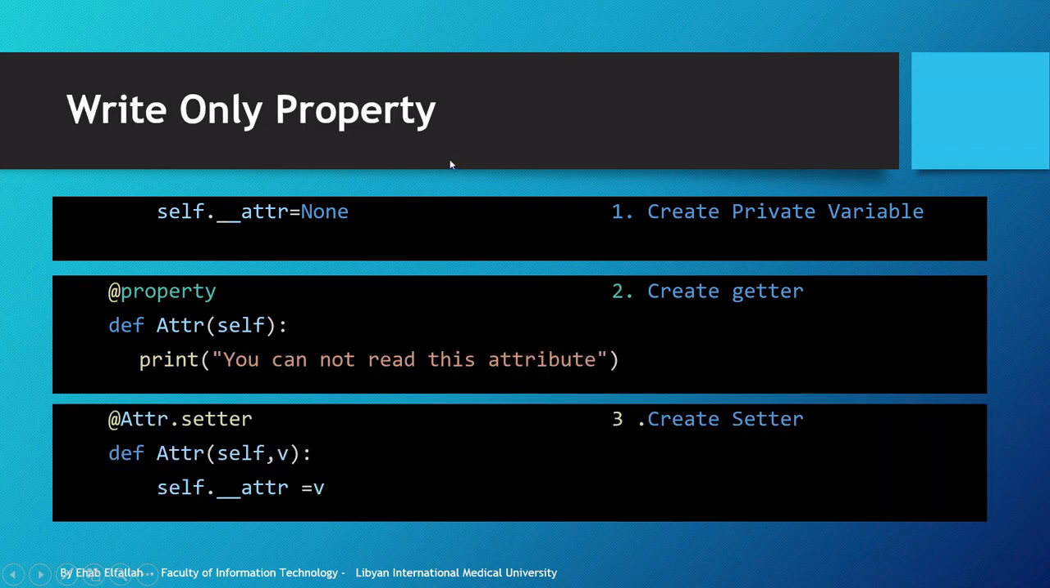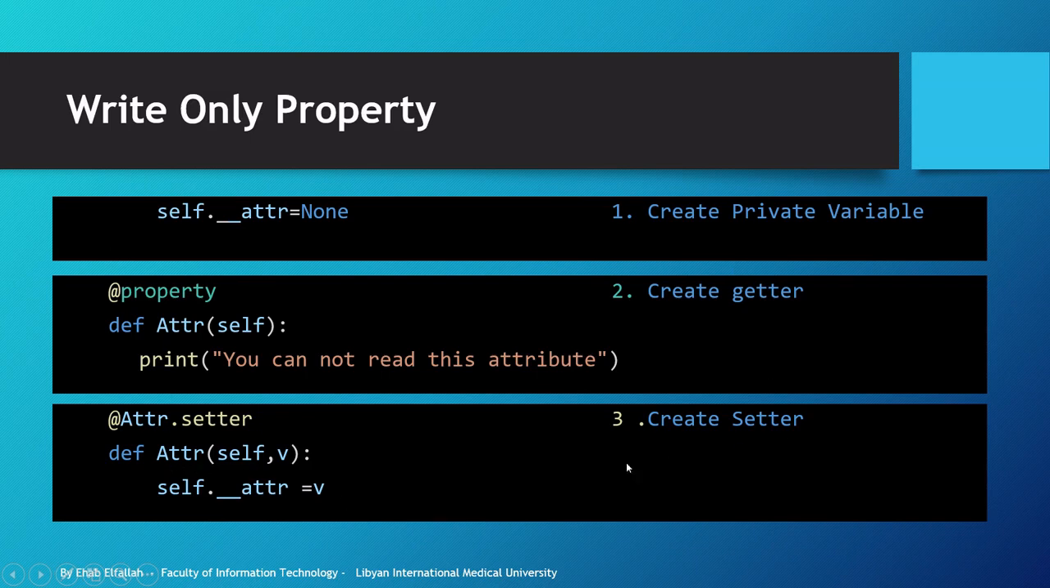The other way is we make a write-only attribute property. In that way, we also use the three steps we talked about before, but in the getter decorator, we don't actually return the value from the attribute. In the getter, we print an error, or we raise an error, and in the setter we can assign the value.